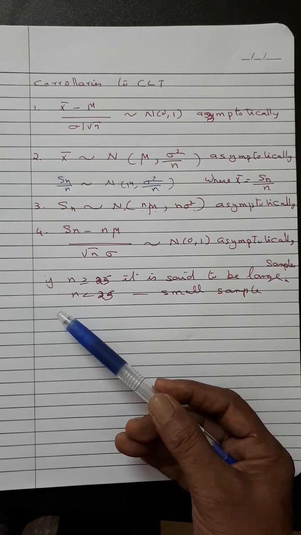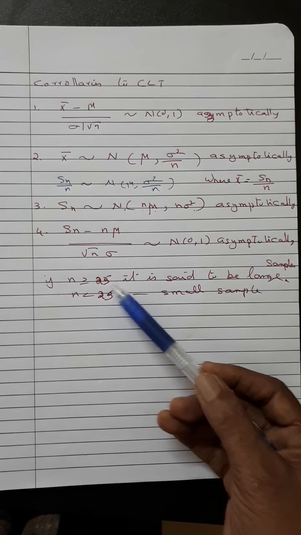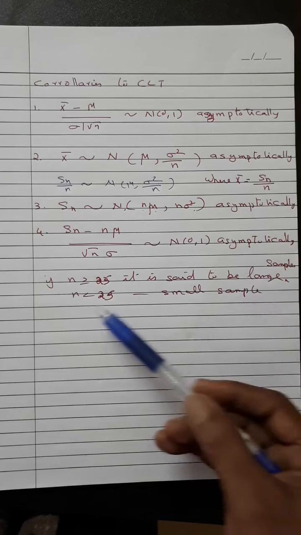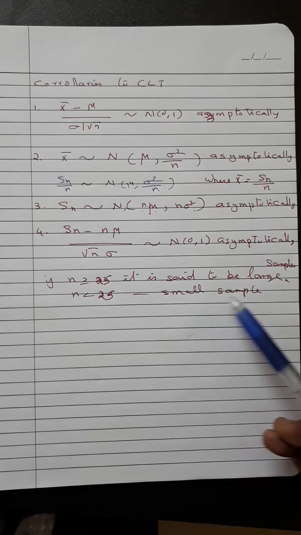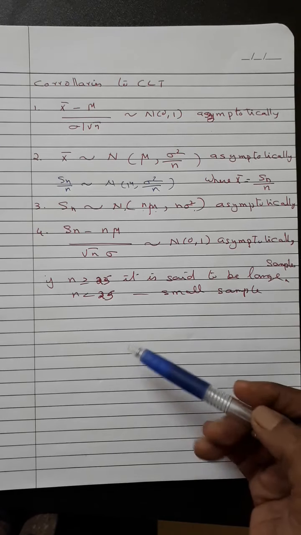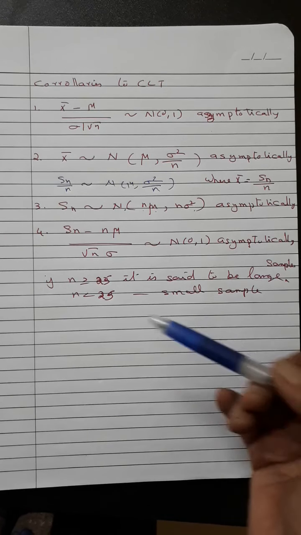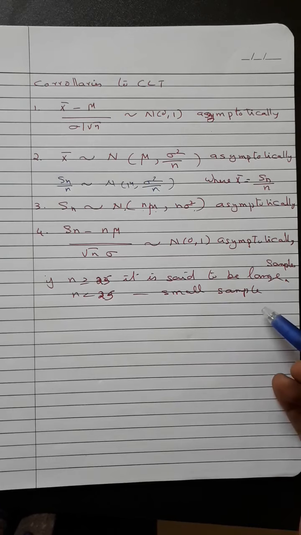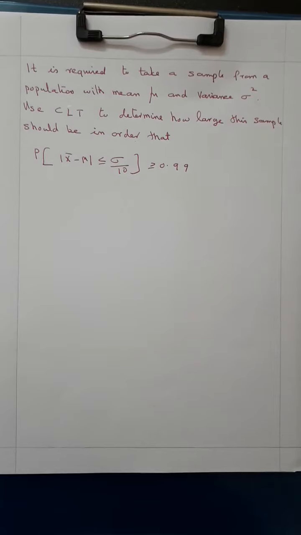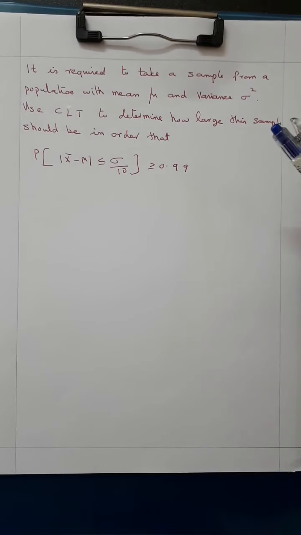According to the central limit theorem, if n is greater than 25, it is said to be large. If n is less than 25, it is said to be small. In some texts, n greater than or equal to 30 is said to be large and n less than 30 is said to be small. Now let us do this problem.